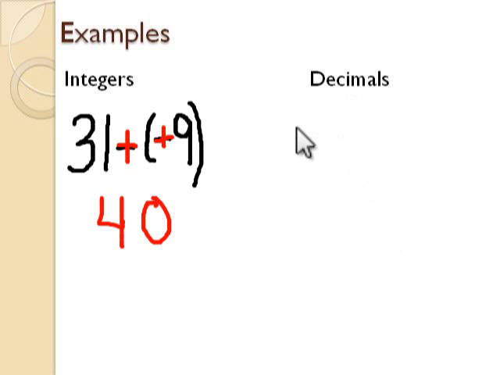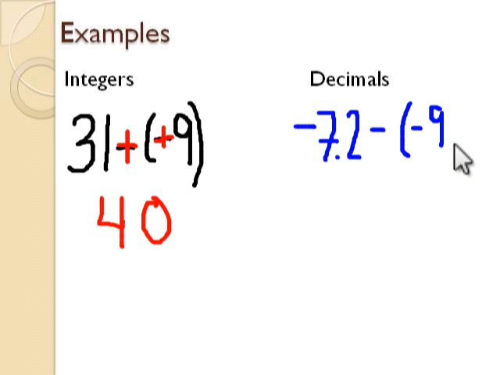So let's do negative 7.2 minus negative 9. I like that one. Okay, so 1 is a decimal number, 1 is an integer, but that's okay. All right, same rule. It's a subtraction problem.